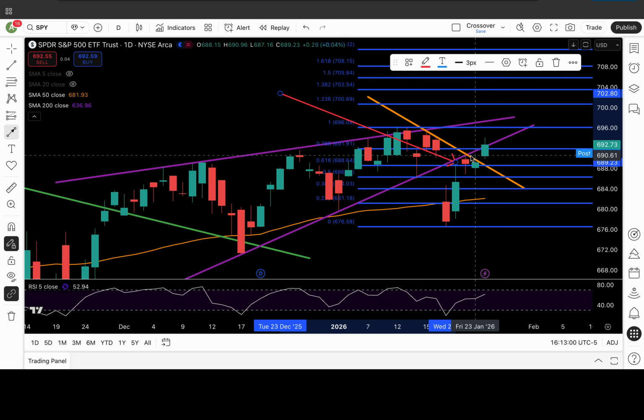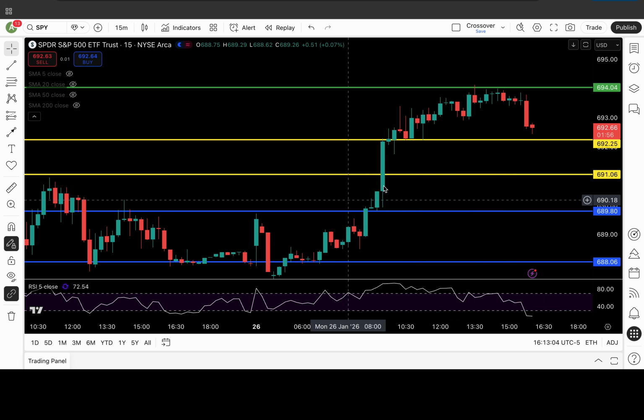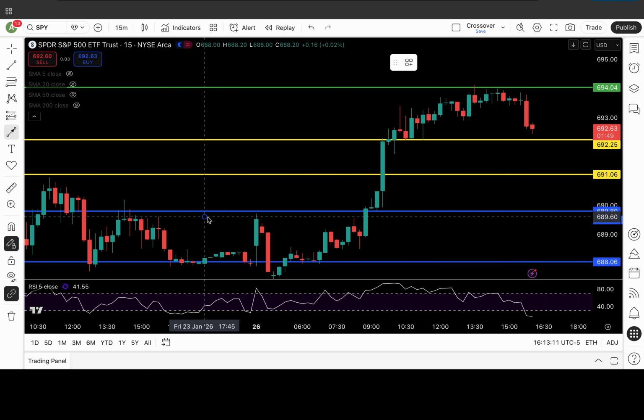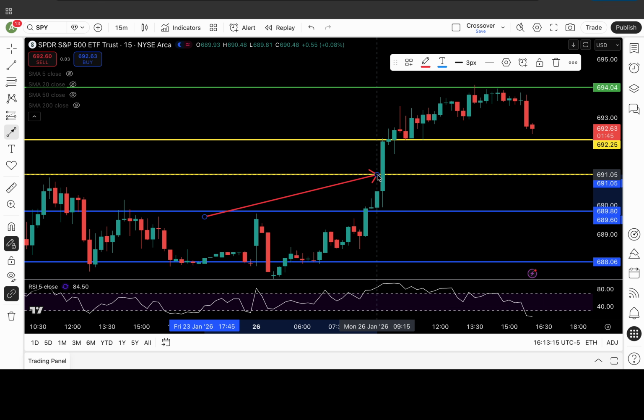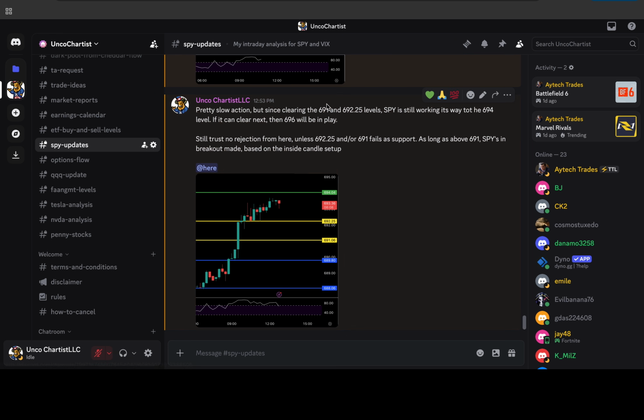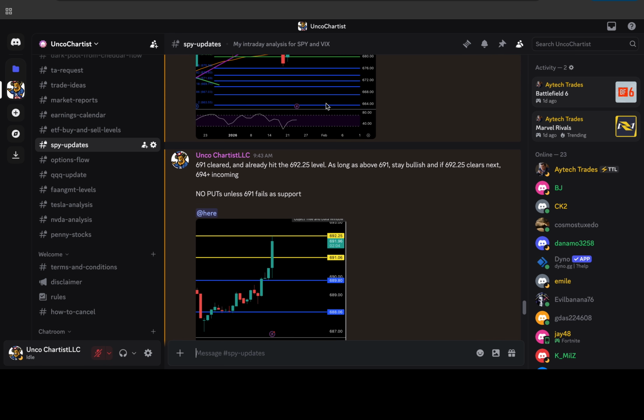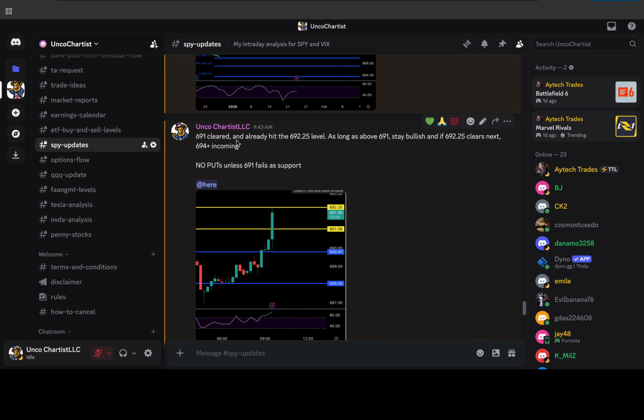When I trade, I like to use the 15-minute chart, which is what you're seeing here. And we watched the 691 level, and it cleared right here on the 15-minute chart. On my Discord, where all my members get access to Uncle Charters throughout the day, they saw that I updated, letting people know 691 cleared and already hit the 692.25 level. As long as above 691, stay bullish. So as long as the price stayed above 691, I was expecting more upside.